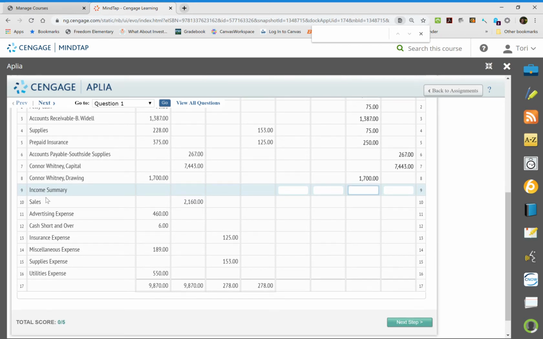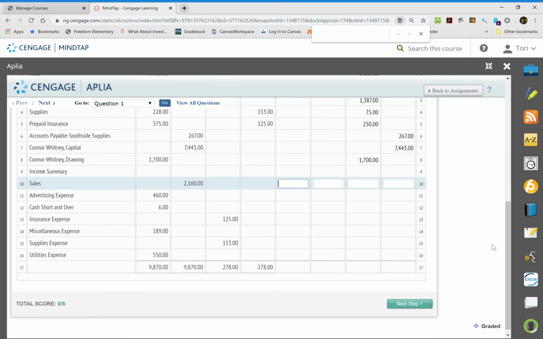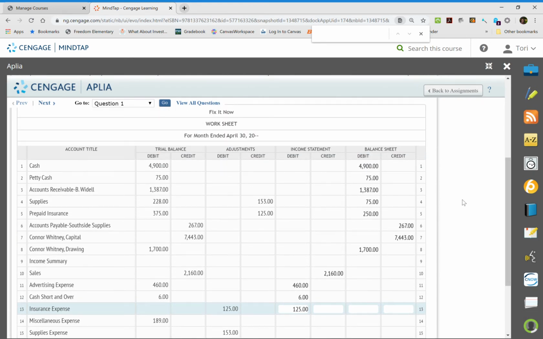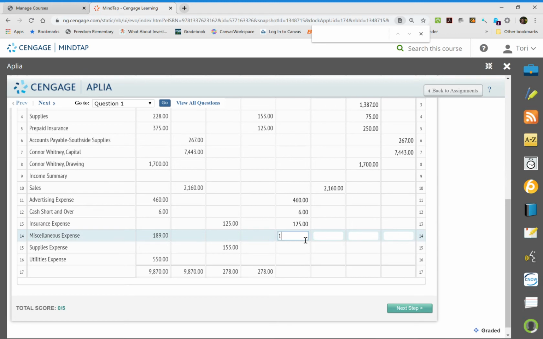Now everything below income summary gets transferred over to the income statement columns. Again, keep them in the right column, either on the debit side or the credit side. So our sales is going to be normal balance, credit side. And all the rest are going to be on the debit side. This is where it can get a little bit confusing. Right here, 125 is on the debit side. So everything that's switched over here to the debits. Utilities expense.